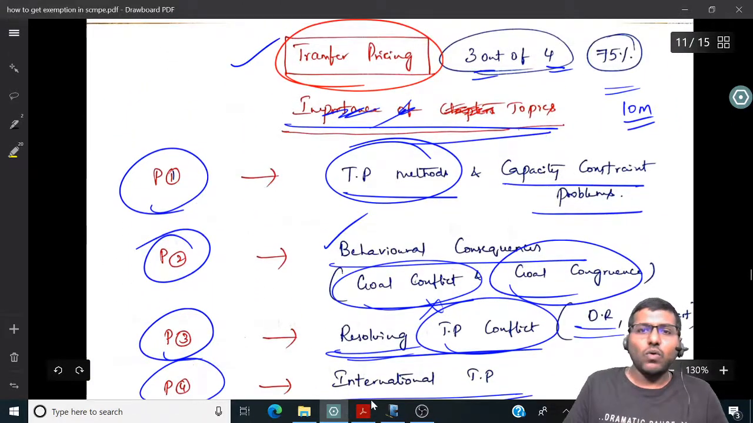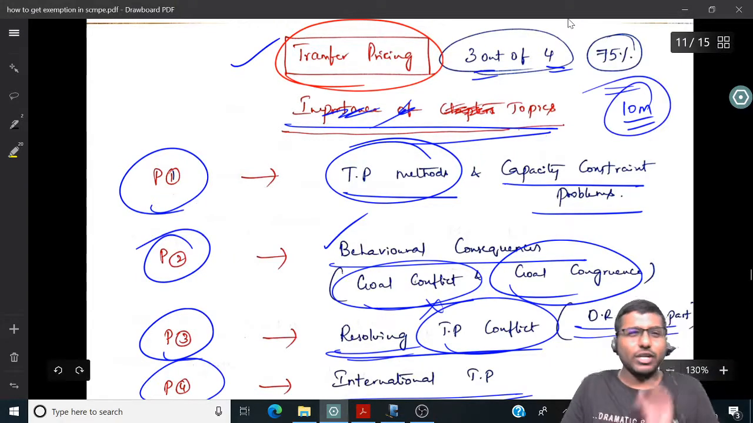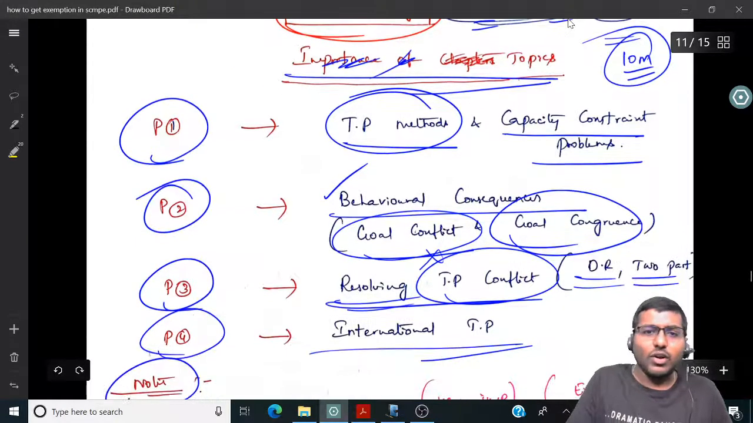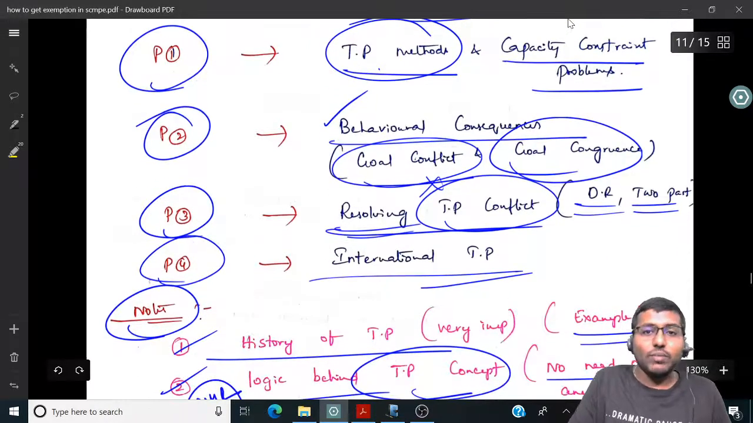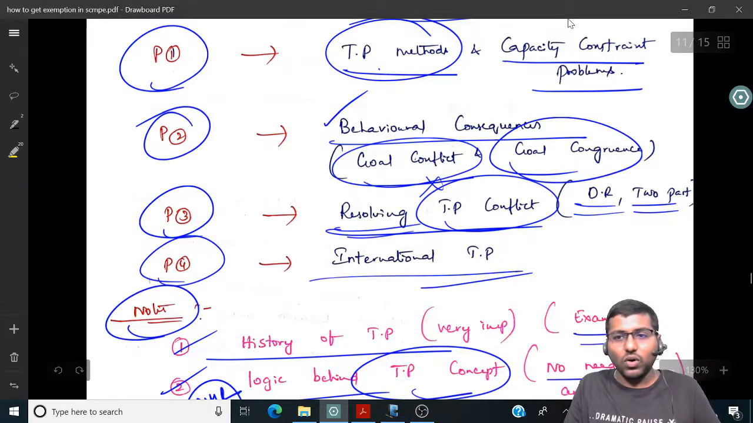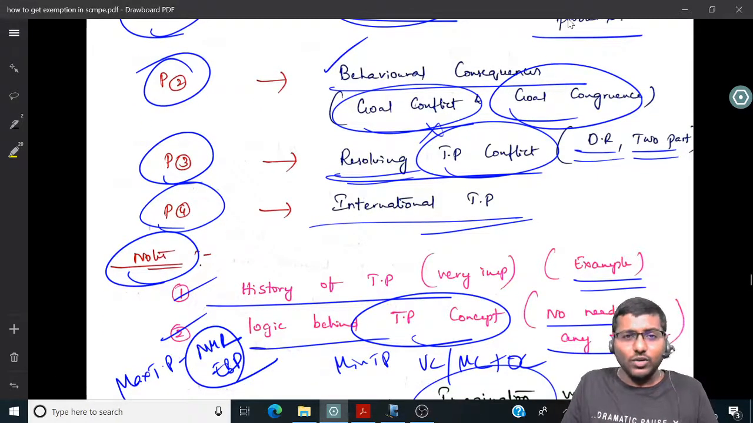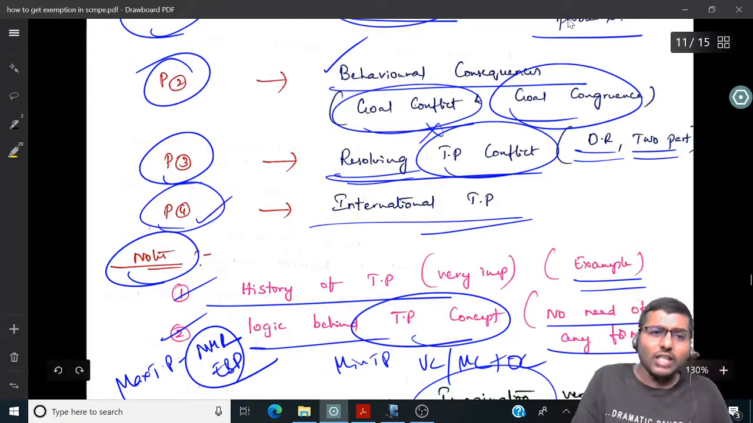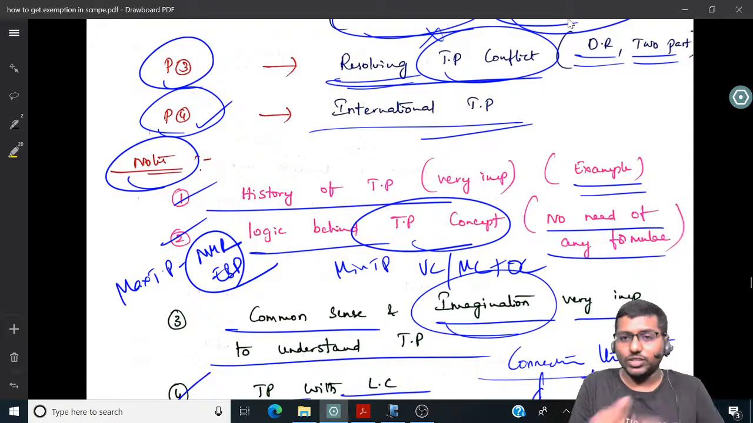Okay. So in 3 attempts out of 4 attempts, you'll get a question from transfer pricing. On average, it will be for 10 marks. Then the priority number 1, transfer pricing methods and capacity constraint problems. Priority number 2, behavioral consequences, goal conflict and goal congruence. Priority number 3, resolving TP conflict, dual rate transfer pricing systems and 2-part transfer pricing systems, important. Last priority, least priority, will be international transfer pricing, but still you may get a question.